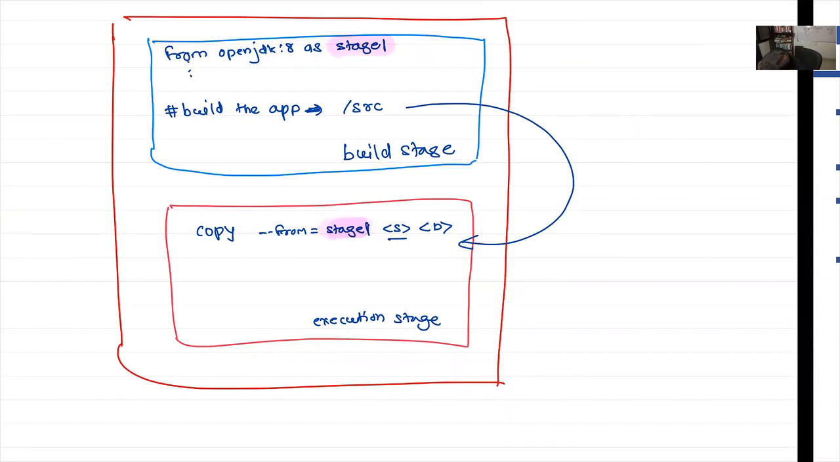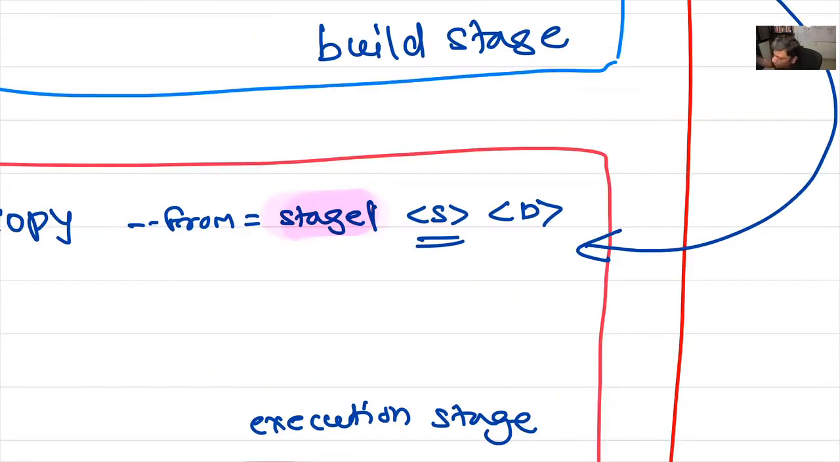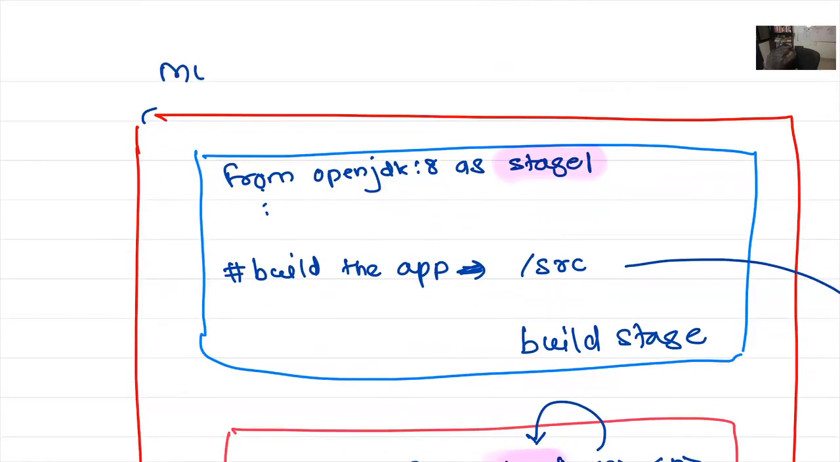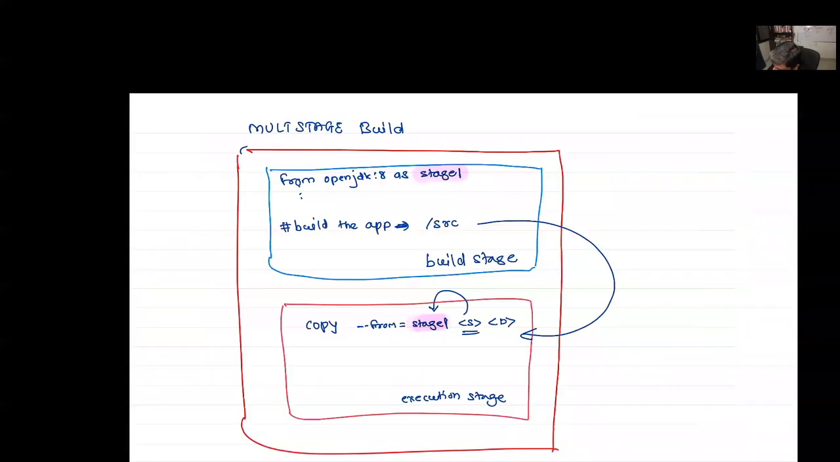So this source will not be your machine. This source will be from stage 1, and from stage 1 means it's really going to copy that from this src directory, and then it is going to copy it here. This is something called a multi-stage build, so this is called a multi-stage build.